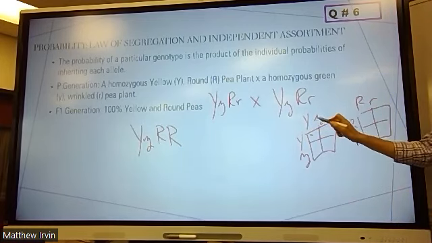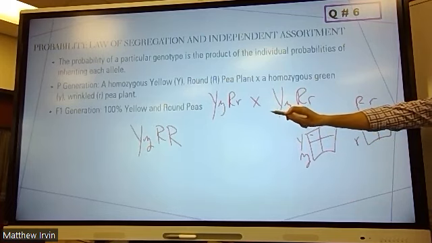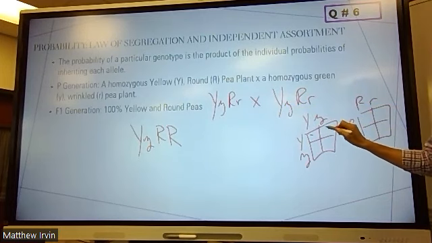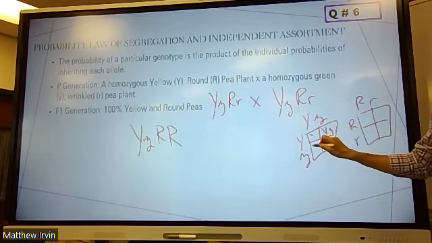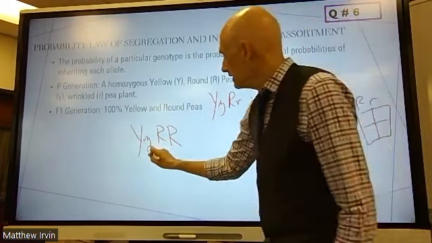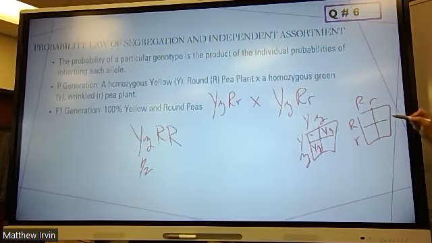So with this cross, big Y, little y, big Y, little y, what's the probability of getting big Y, little y? 1/2. It's 1/2, so we can get it here and we can get it there. So the probability of getting this is 1/2. And over here, what's the probability of getting big R, big R? 1/4.